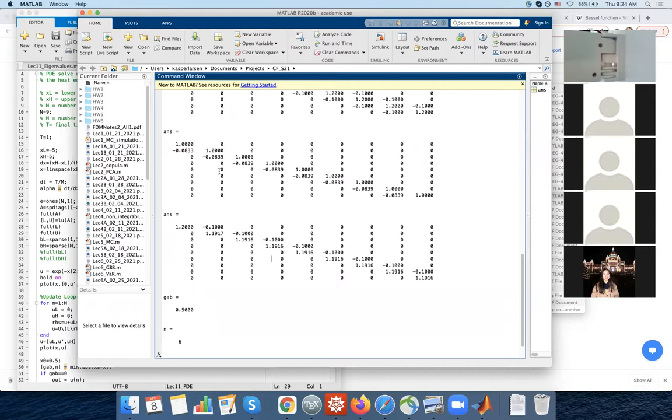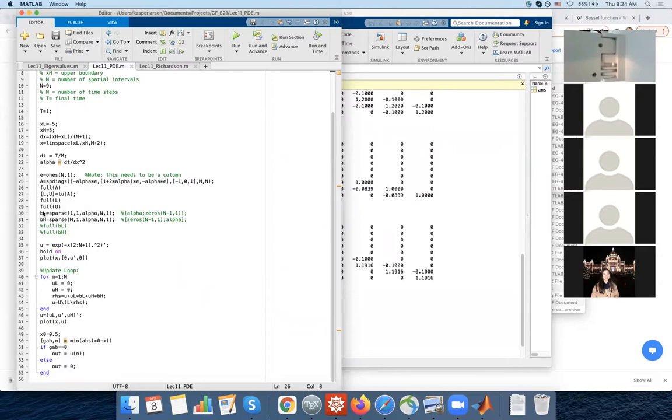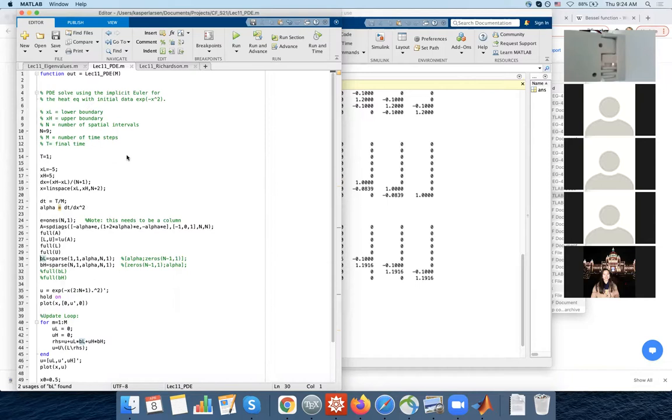Okay, so we got that one. Then we move on to BL and BH, these two corrections for the behavior for x small, for x equal to xl, and for x equal to xh. The function I'm looking at here is a particularly simple one. This is my initial data, just the exponential of minus x squared.